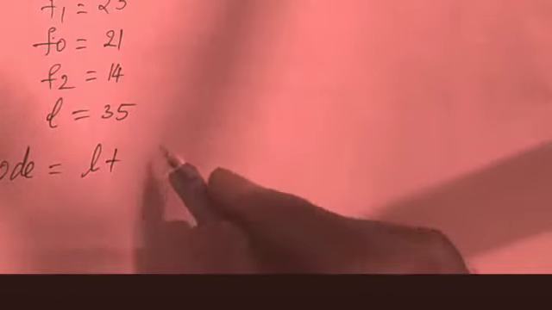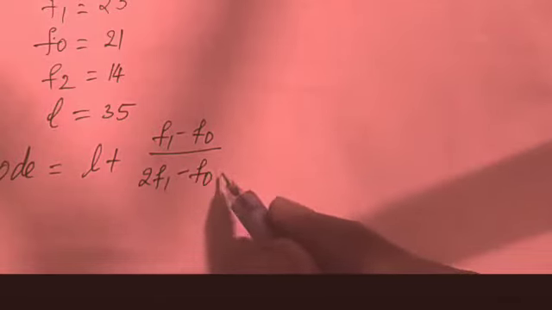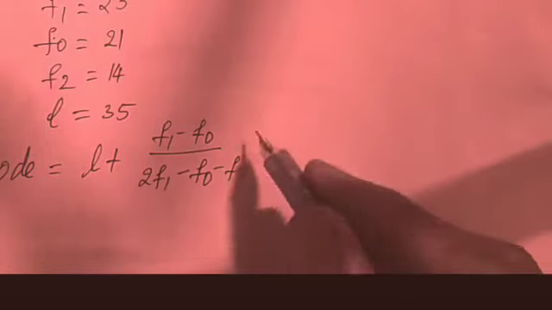What is the formula for the mode? Already discussed. Mode equals L plus F1 minus F0 by 2F1 minus F0 minus F2, into H. What is the value of L? That is 35.